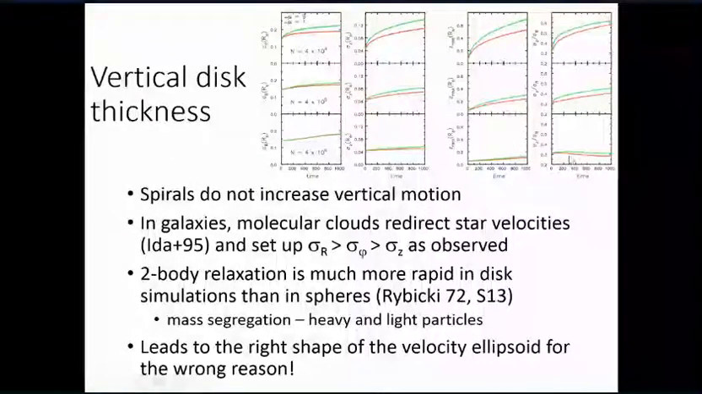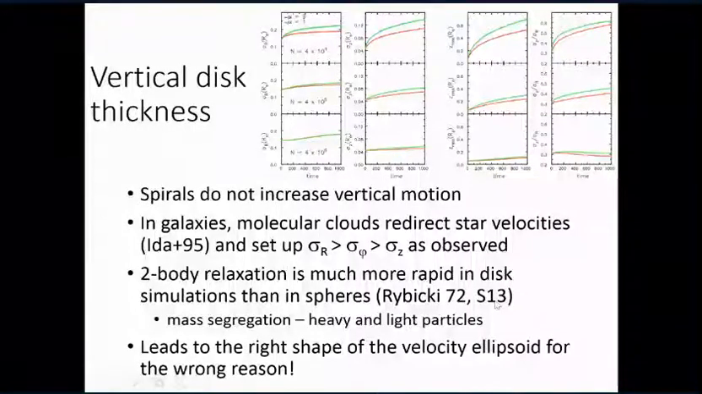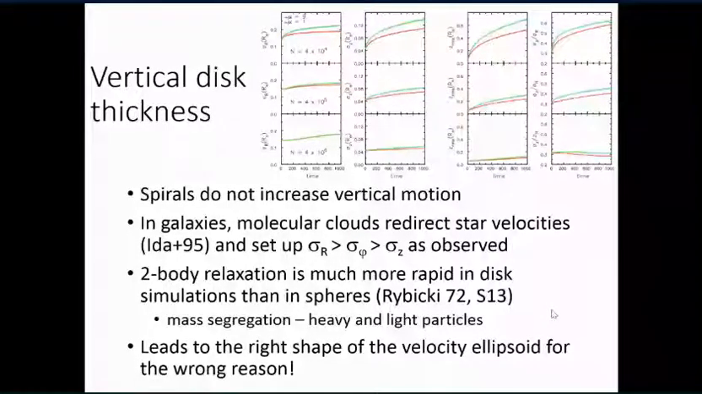And so you should not see the vertical velocity dispersion rise as it does when you have a small number of particles. And so if you run a simulation with a small number of particles, then you do get the right shape of the velocity ellipsoid, because the energy is exchanged between radial and vertical motion, but that's because of two-body scattering between the stars and nothing to do with the molecular clouds, which are missing from your simulation. So it's kind of ironic that if you do a sloppy simulation, you get the right answer for the wrong reason. But people still don't understand that.